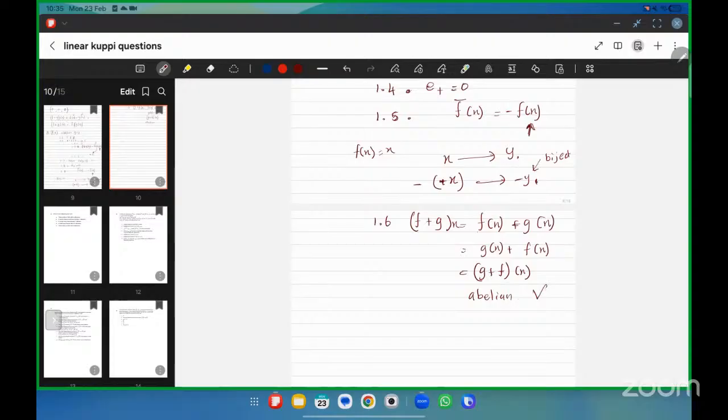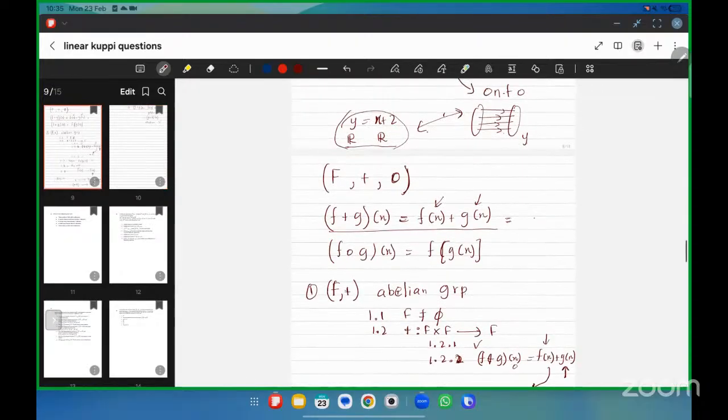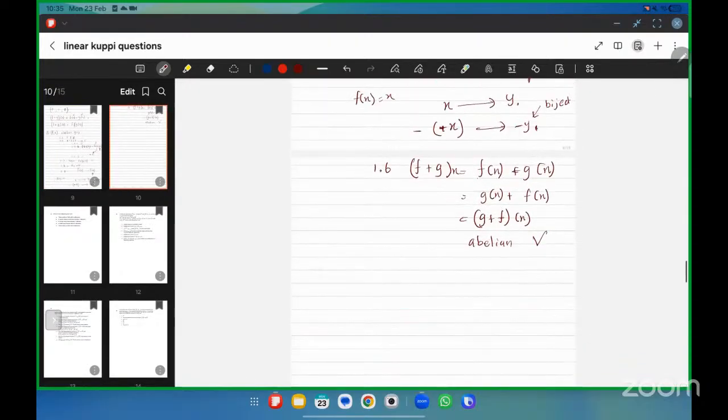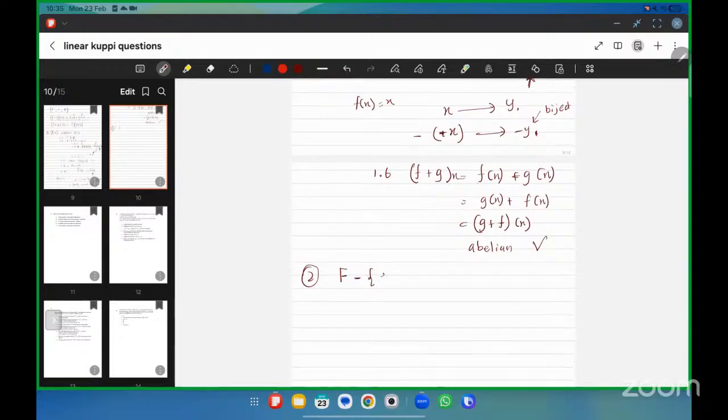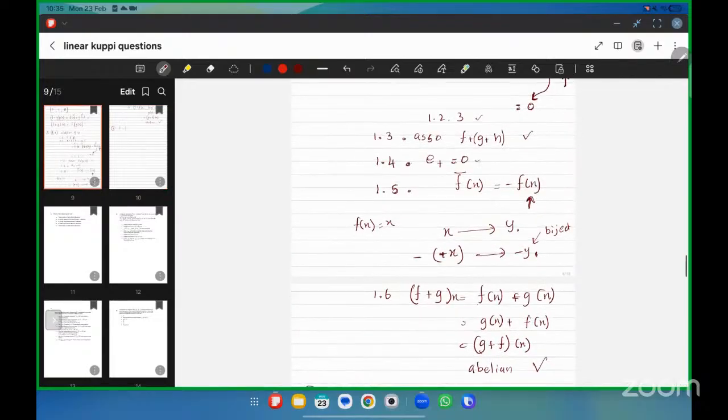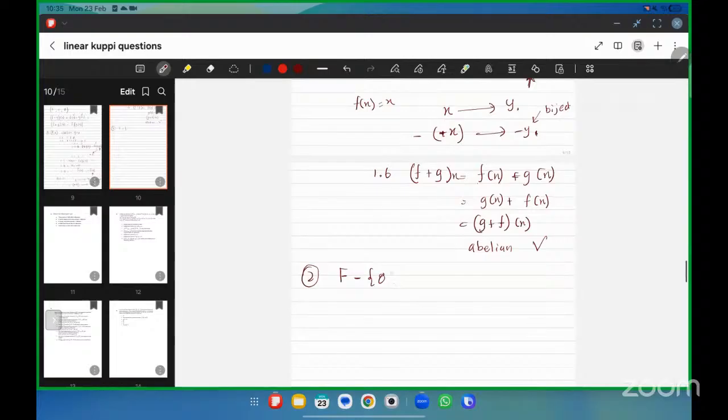So it is an abelian group, and we have to check the second condition. The second condition is F without the identity element, which is 0. I am neglecting 0, and the dot multiplication. We have to check whether it's an abelian group or not.